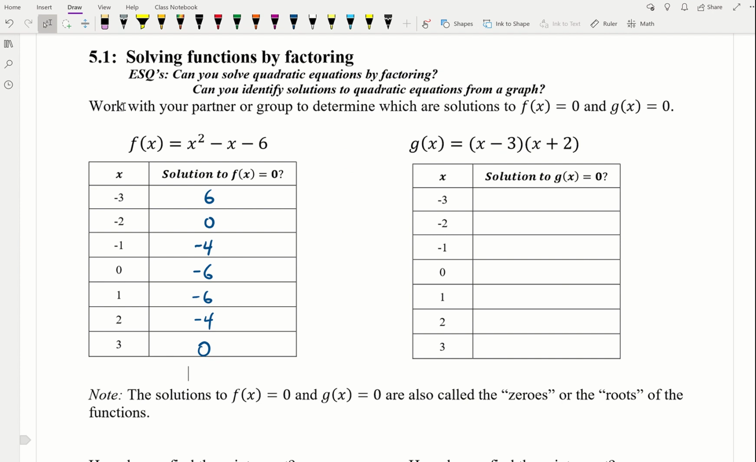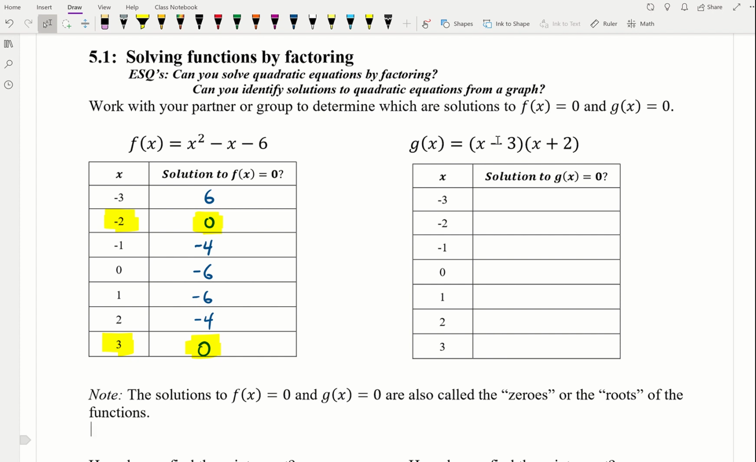Now, it says work with your partner or group to determine which are solutions to f of x equaling 0 and g of x equaling 0. So what we want to look at here is, when does the function equal 0? That's going to happen here when x is -2. It's also going to happen here when x is +3, excuse me. So f of x equaling 0 means the value of the function needs to be 0, which from the table, we can easily identify those values.